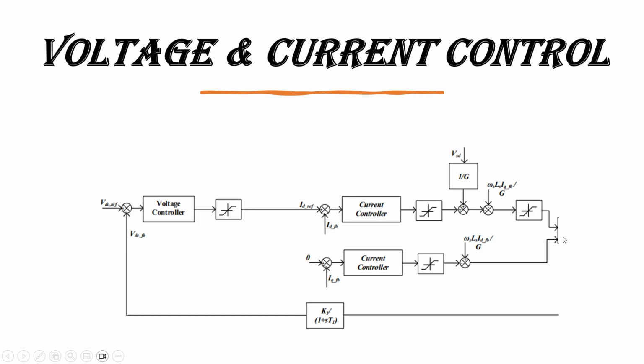reference, and we need to convert that into ABC. After getting the ABC, we have to give it to the pulse width modulation to generate the sinusoidal pulse width modulation and feed it back to our circuit, the MOSFETs.